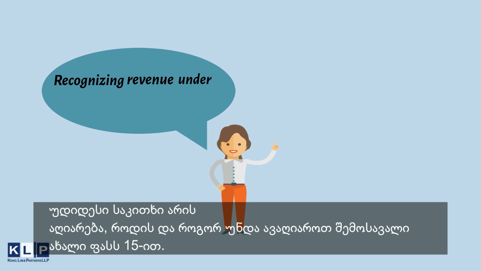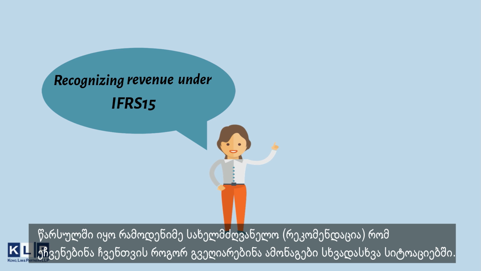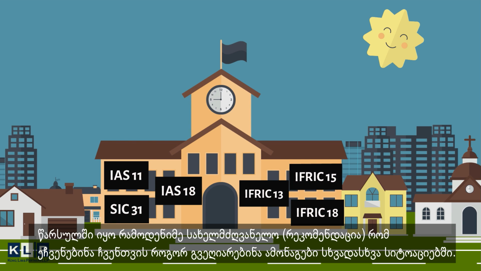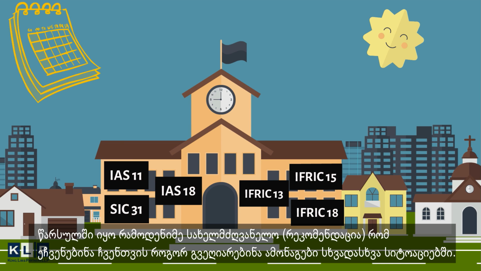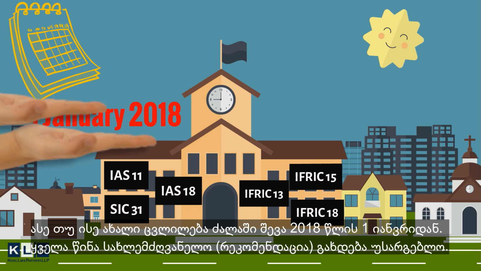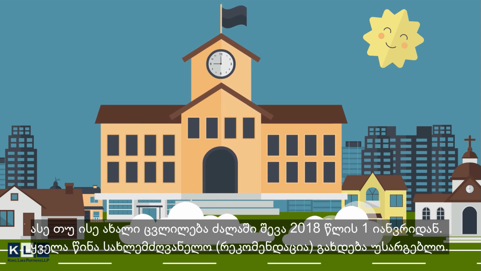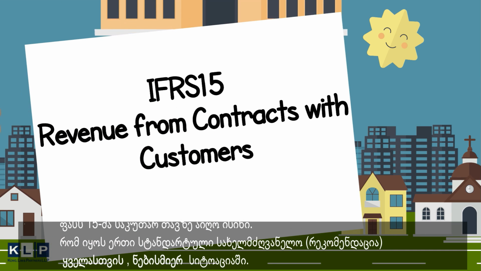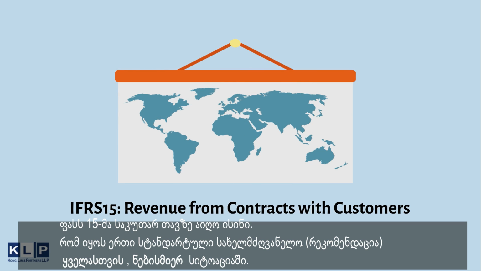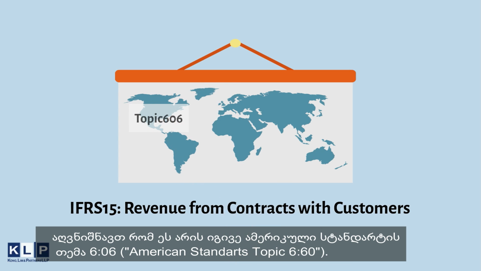The biggest issue is recognition: when and how to recognize revenue under the new IFRS 15 standard. In the past, there were various guidelines showing us how to recognize revenue in various circumstances. However, with the new change, applicable from 1st January 2018, all the past guidelines become redundant and IFRS 15 takes over them, having one standardized guideline for everyone to follow in any situation. Do note that this is very similar to the American Standard FAS Topic 606.